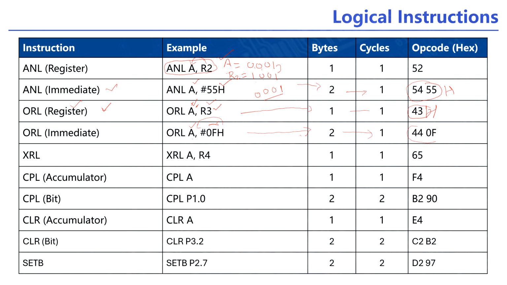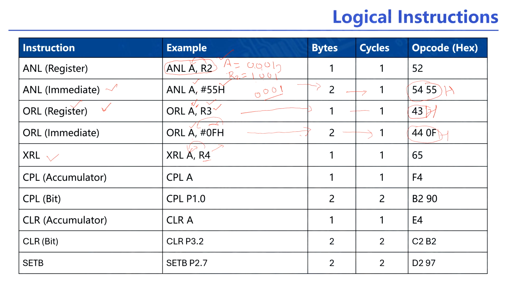This is the opcode, 440FH. In the similar way, we can use here the XOR logic, here this one. Now we can use here the XOR logic, XRL A comma R4. The content of the R4 and content of the A, so finally the XOR logic will execute here and the final answer will come in the accumulator.